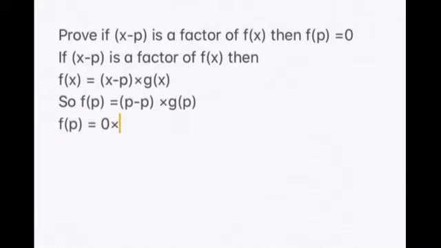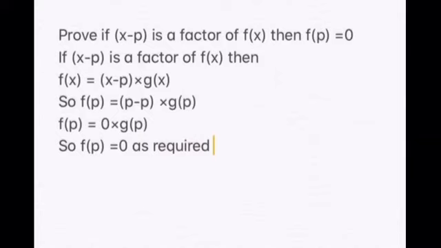Therefore, we're trying to prove that f of p equals 0, and so we will write that f of p equals p minus p multiplied by g of p. And you know that we're going to substitute the value of x with p, so p minus p equals 0, and 0 times g of p is 0. Therefore, f of p equals 0. And the proof is done.